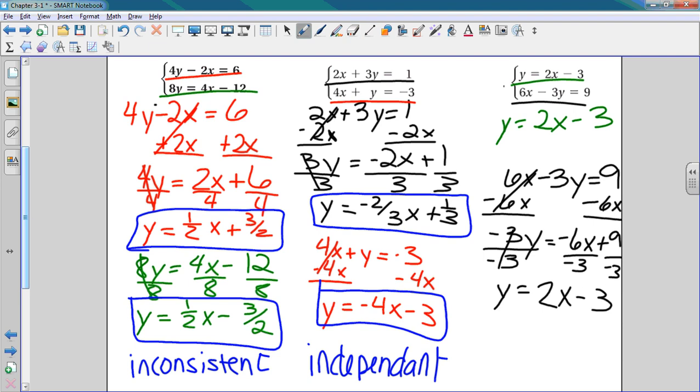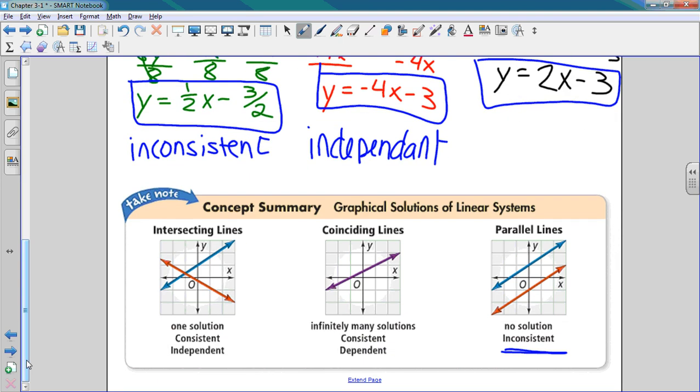Now I have my two equations. Look at your equations. What do you notice? They're exactly the same, aren't they? So if you have the same line, what kind of system do you have? Dependent system. You guys see what they look like? Those are the only possibilities.